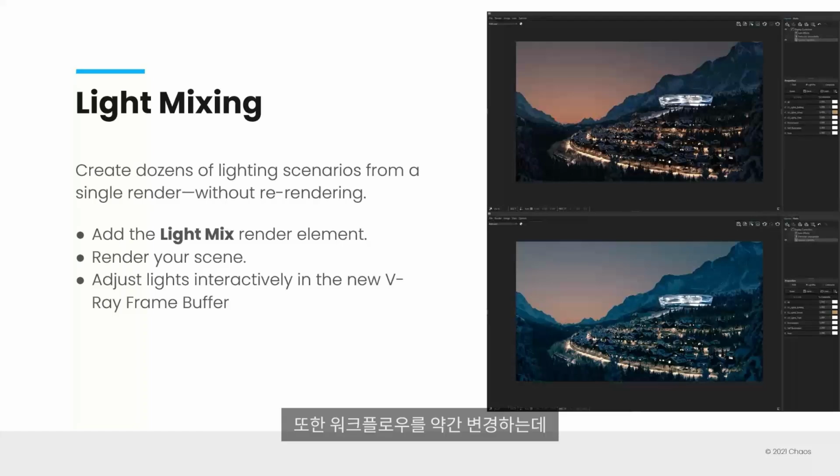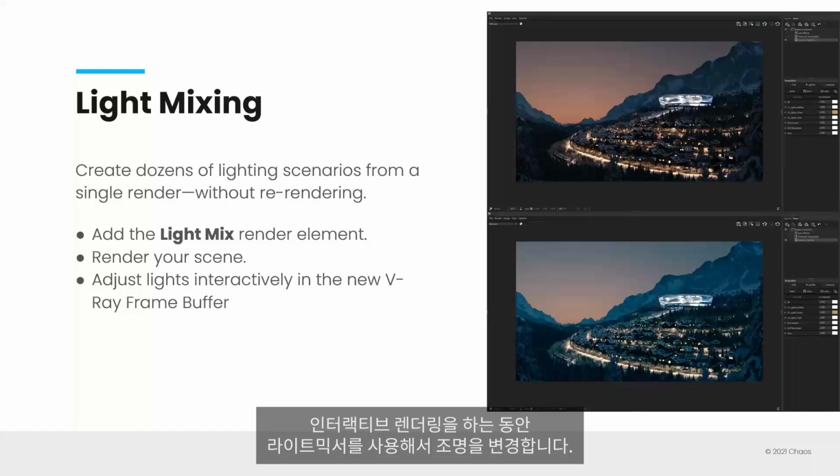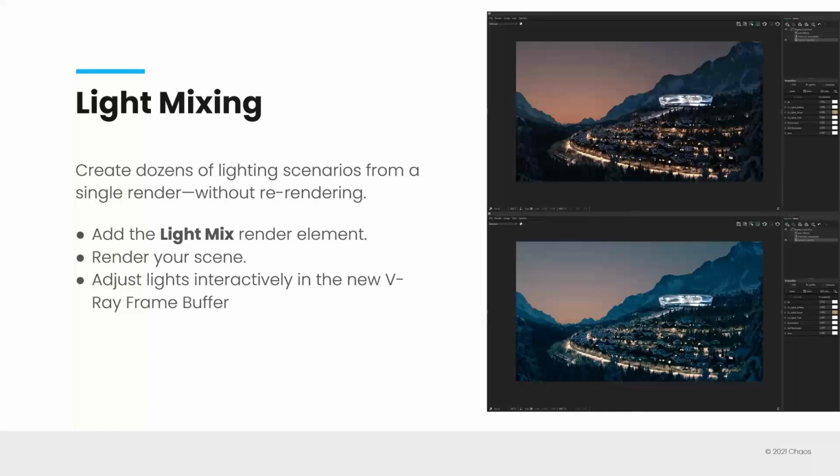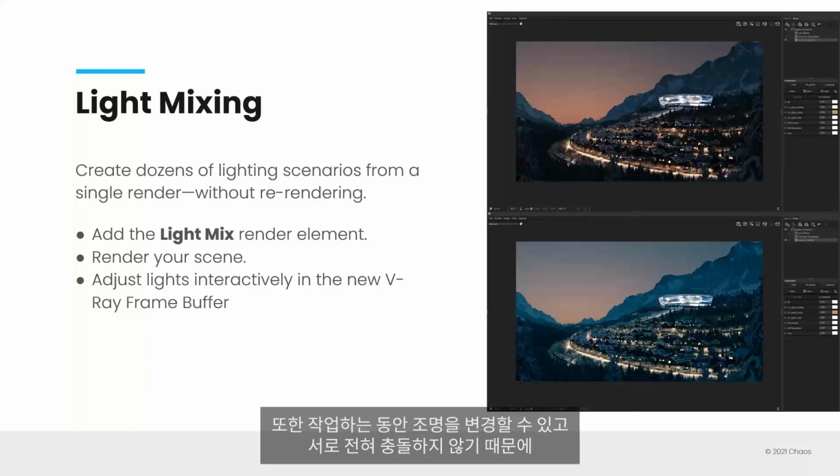In addition, it even changes your workflow a bit. So if you'd like to work with your lights non-destructively, you could even, for example, do an interactive render and then make changes to the lights while you're interactively rendering using the light mixer. So this is something cool too, because you won't actually have to go to your different light parameters. You can just control all of your lights in one nice convenient panel there. And this will let you make changes to the lights while you work. And again, it's all non-destructive, so you could always undo your changes or quickly reset things if you want to.